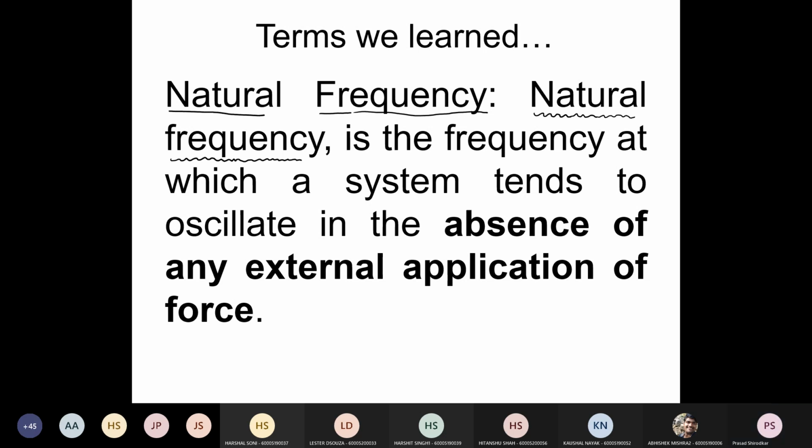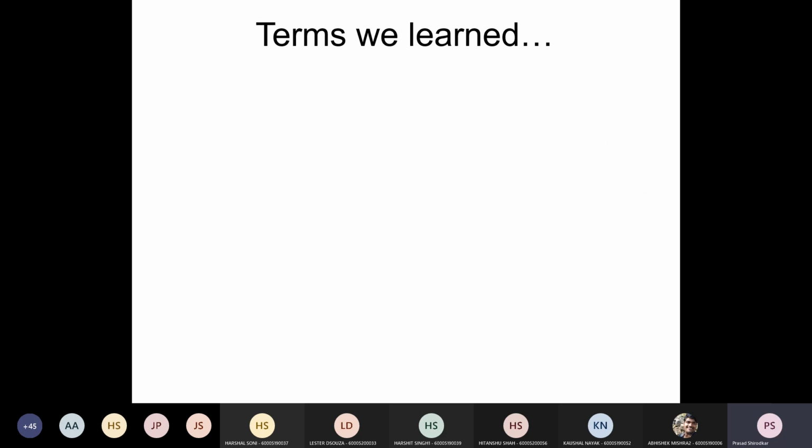So what do you understand by natural frequency? It is the frequency at which the system tends to oscillate in the absence of external application of force. That is called natural frequency. The next term we have learned is resonance.